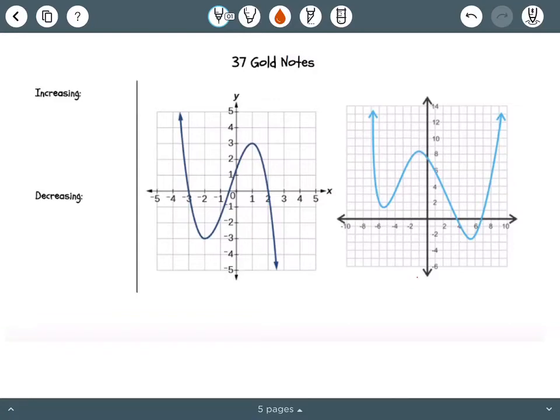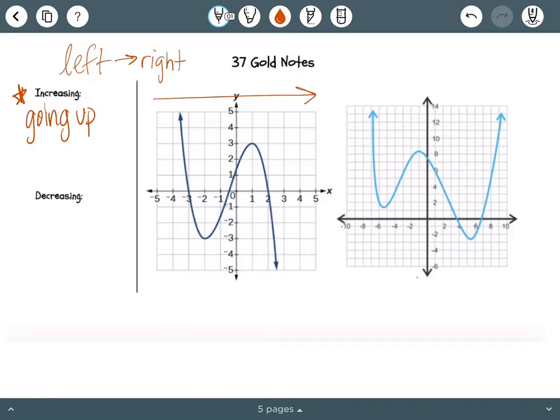Hey guys, so the last two words that we're going to learn are increasing and decreasing. Increasing is anywhere where our graph is going up from left to right. All the time when we're dealing with graphs, we're moving from left to right, so we're moving in this direction.